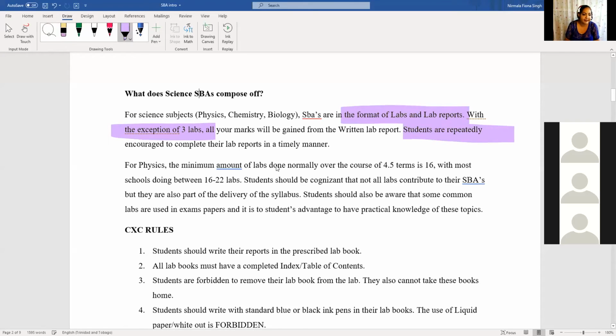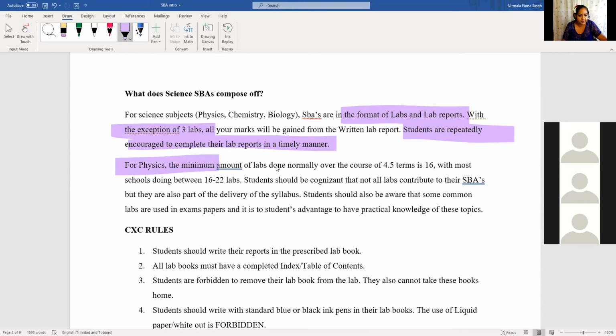Students are repeatedly encouraged to complete their lab reports in a timely manner, meaning my Form 5s who did their last lab last week are still being asked to finish their labs on time. You all don't need me to tell you to do something over and over and over. We got a nice complex brain. Let's use our complex brain.